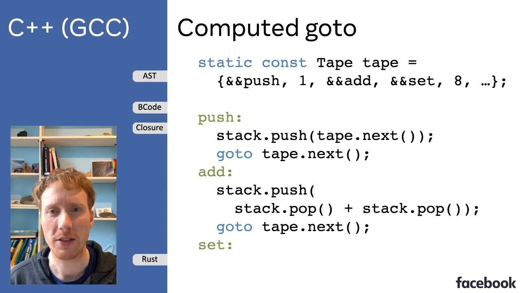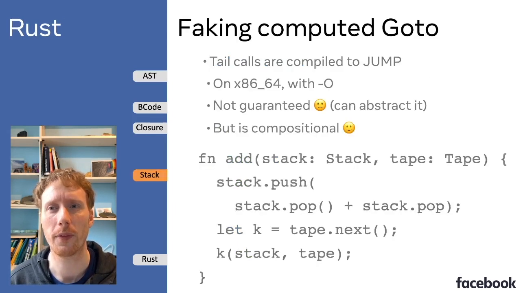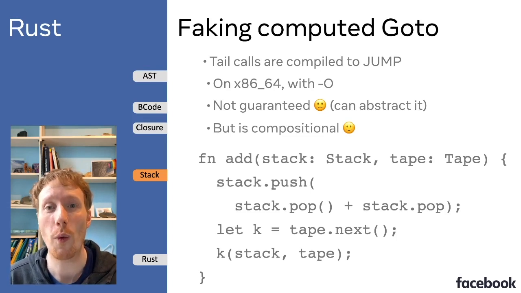So that's in C++. How do we flip this into Rust? Well, unfortunately Rust doesn't have Goto or computed Goto, so we have to fake it. Looking at the assembly code, we can see that tail calls are compiled into jumps, so we can just use tail calls. However, that's a little bit of an overgeneralization. On x86-64, with -O, tail calls are compiled into jumps. And I suspect this is true of most architectures, but it's definitely not true in debug, where Rust deliberately and somewhat sensibly tries not to change the call stack. So it's not guaranteed, but at the same time it is compositional.